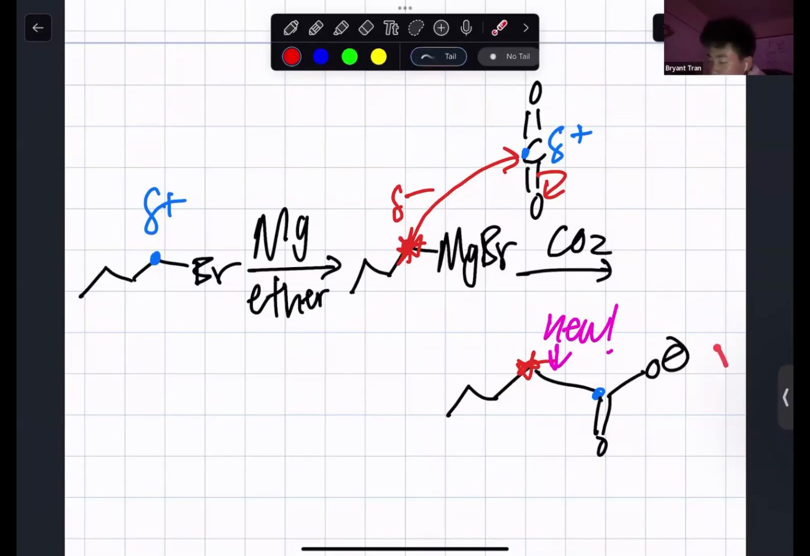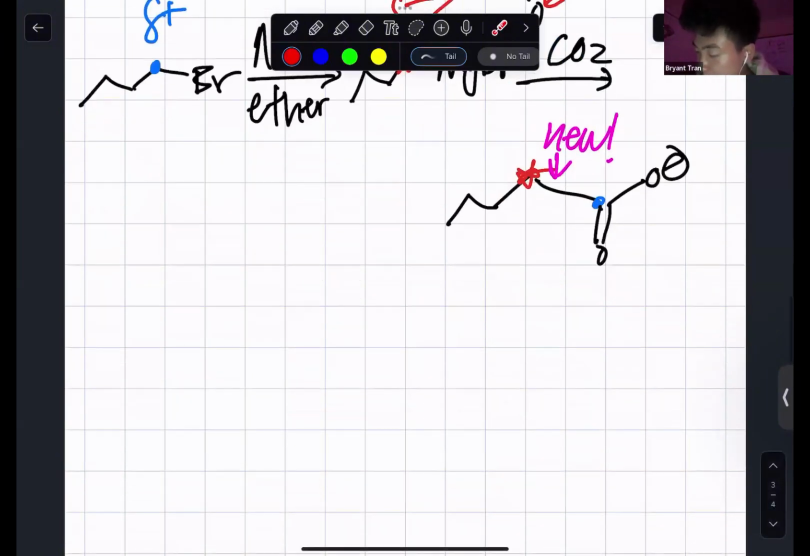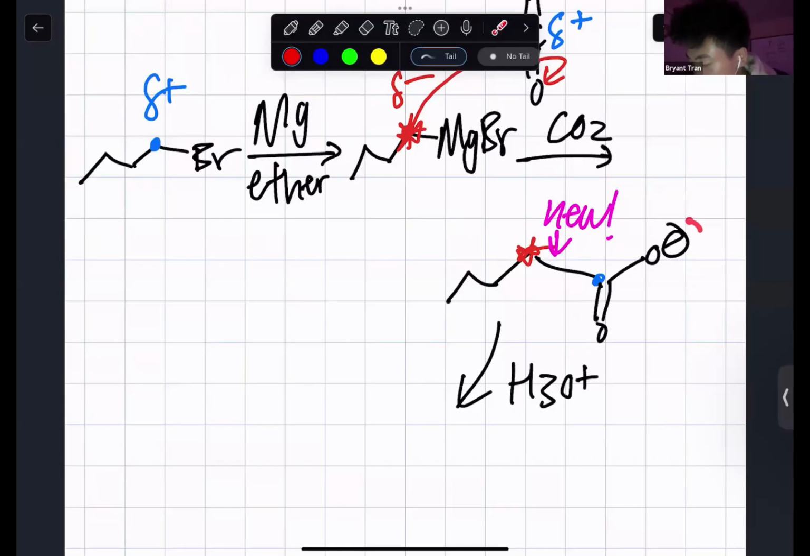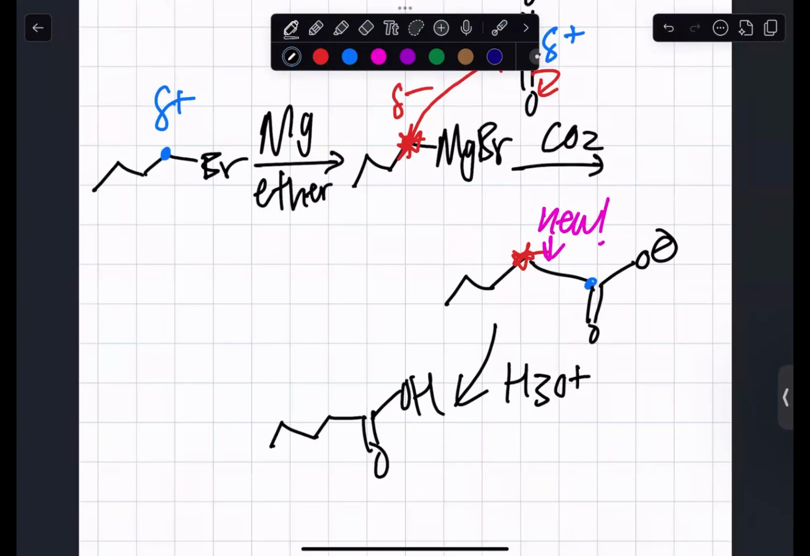So this would be the answer after we put in CO2 without any acid workup step, right? But if you want the neutral carboxylic acid, you could do an acid workup with H3O+, which would protonate this carboxylate ion into the carboxylic acid. Yeah. Like that, right? Okay.